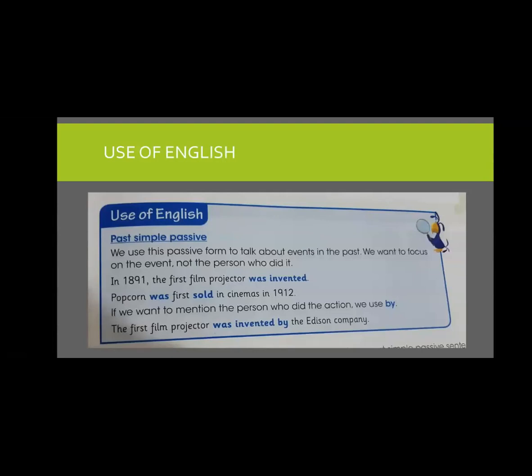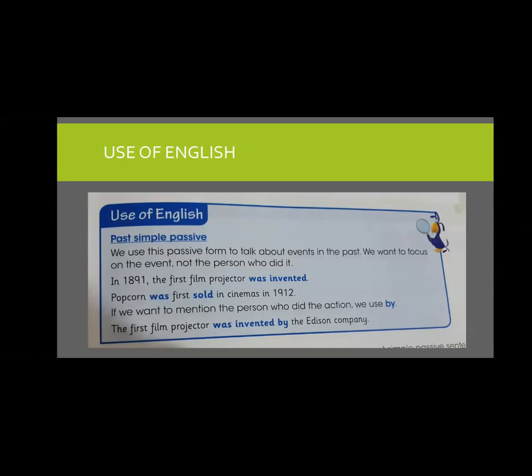Now move toward page number 53. You can also see on your screen there is a past simple passive voice. So passive sentences we are going to focus on. We use this passive form to talk about an event that happened in the past, and most of our focus is on the event, not on the person. Whenever we are talking in the passive voice, we focus more upon the event than the person.